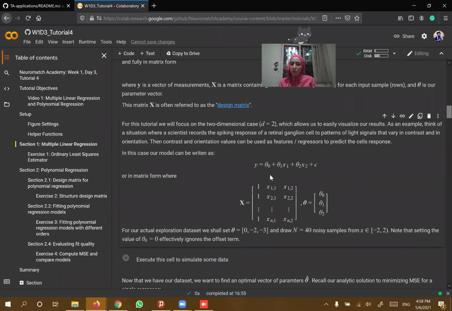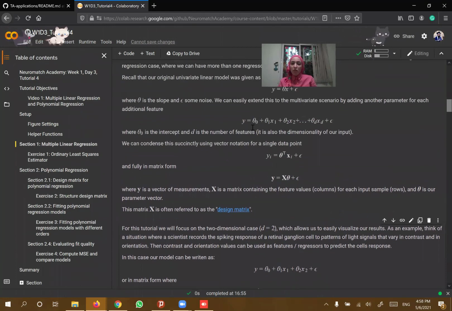So we just have this equation, theta 0 plus theta 1 times x1 plus theta 2 times x2 plus etc. And there is also a background noise here that is added as epsilon. And thetas, as we discussed, are responsible for the weights, and x's are the inputs. And we just convert them into vectors so that we can write it down like this.